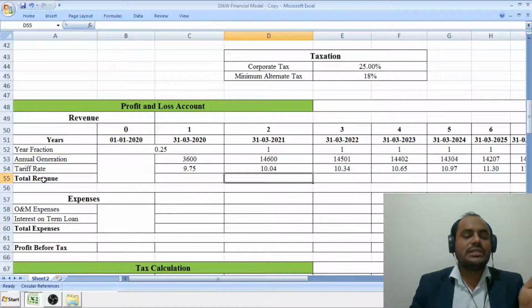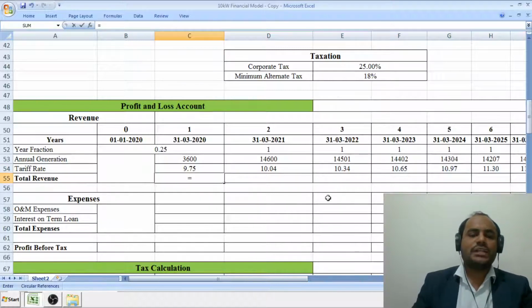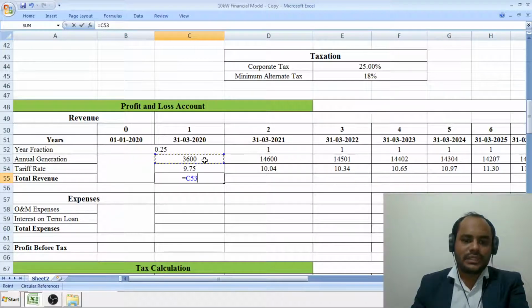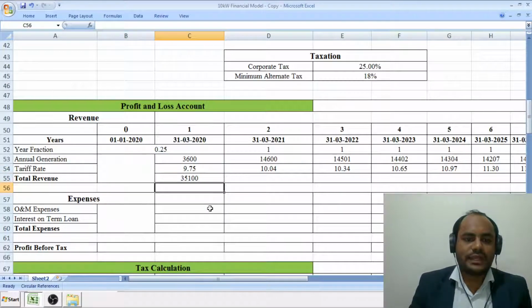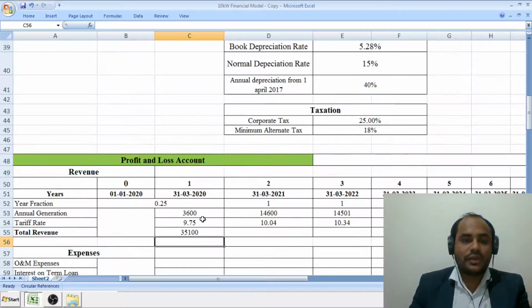Then we have to consider the total revenue generation by the solar power plant. Total revenue generation is simple: it is nothing but the annual generation multiplied by the tariff rate. So in the first financial year we are generating revenue of 35,100 over here.